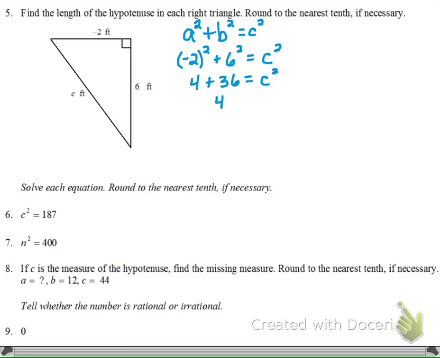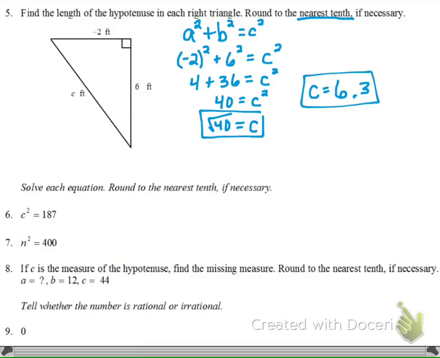So now 4 plus 36 is 40, so 40 equals C squared. So I have to take the square root of both sides, so I get C equals the square root of 40. But it told me to round to the nearest tenth. Now, this is an exact answer. I like this answer because it's exactly the length of C. But it told me to round it, so I'm going to go ahead and do that. So I'm just going to type this in my calculator and then round it to the nearest tenth, which would mean that C equaled 6.3. So C equals 6.3, so this is 6.3 feet long.